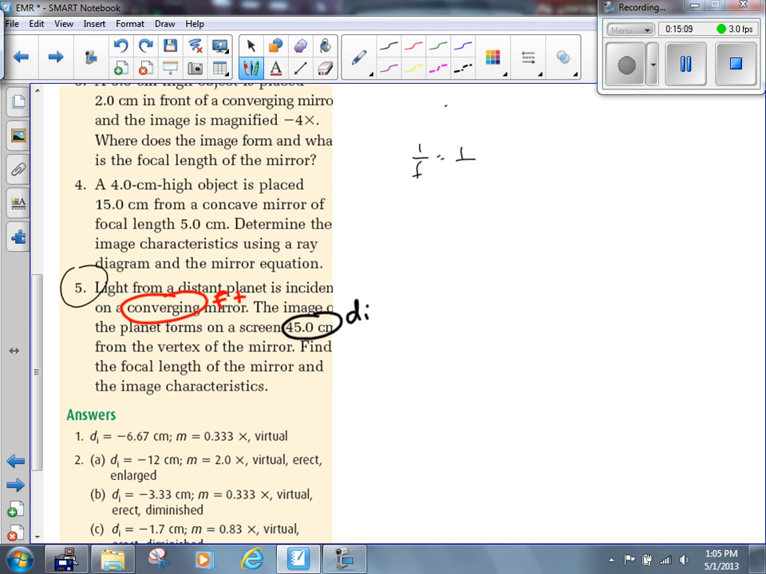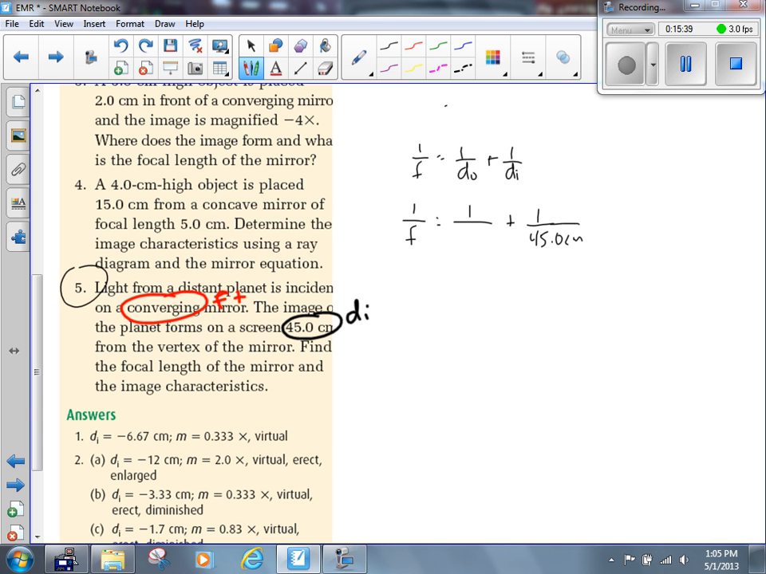There's really only one equation that we can use to find the focal length: 1 over f is equal to 1 over do plus 1 over di. We're finding the focal length here. The object distance, not quite sure what that is yet. The image distance, 45.0 centimeters. We need that object distance in order to plug into this equation to get f. How far away is this planet? We don't know.